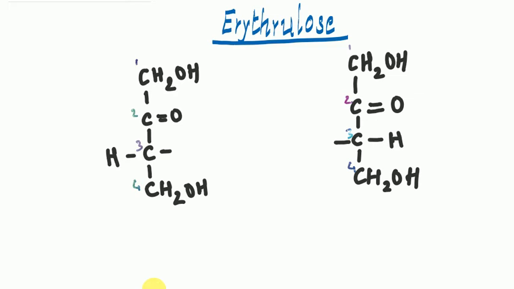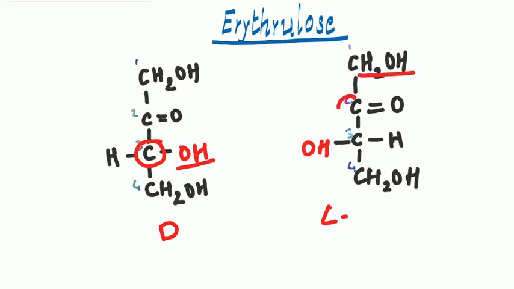Next example is erythrulose. It is a ketotetrose, 4 carbon compound. The 3rd carbon is the asymmetric carbon atom which has OH on the right side, then it is D-erythrulose. When OH is on the left side of 3rd carbon atom, then it is L-erythrulose. So the structure is CH2OH, keto as a functional group, 3rd carbon OH on the left side, 4th carbon CH2OH, then it is L-erythrulose.